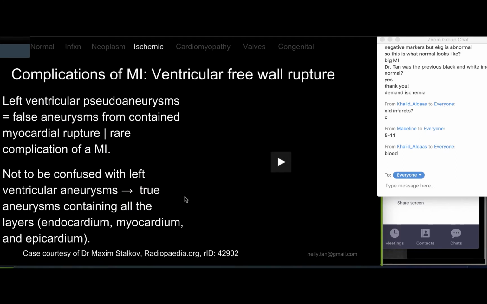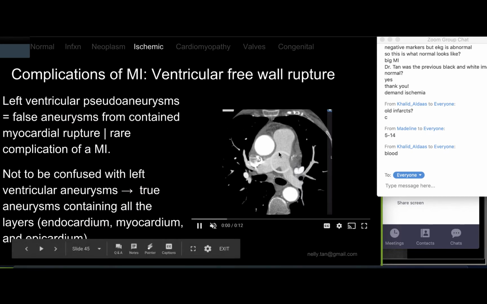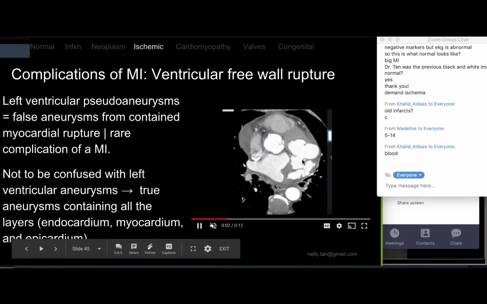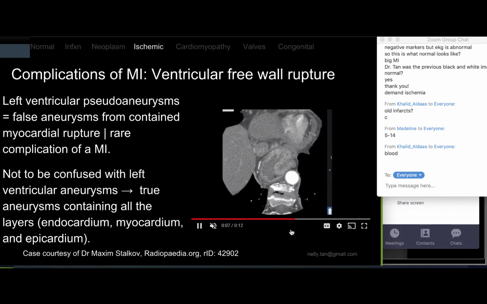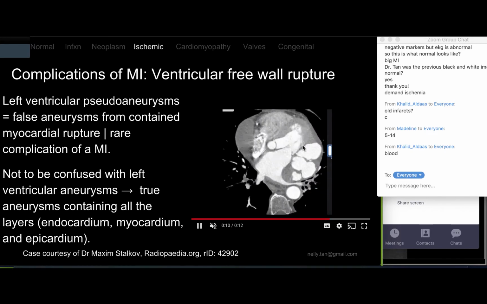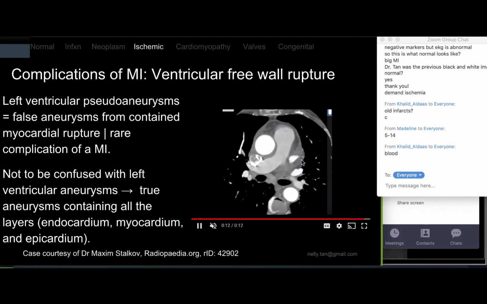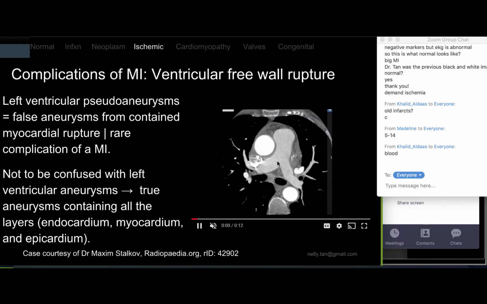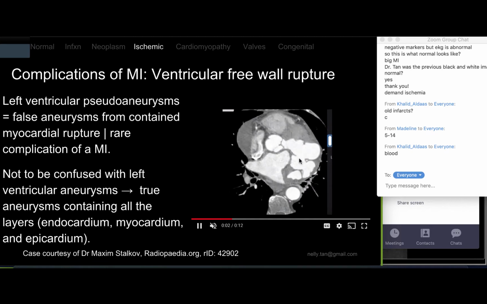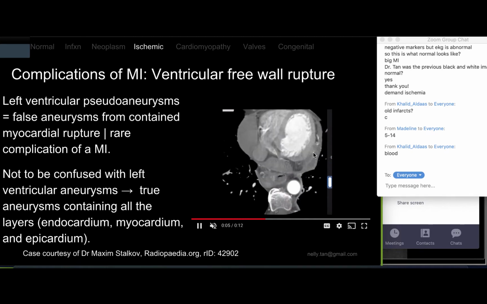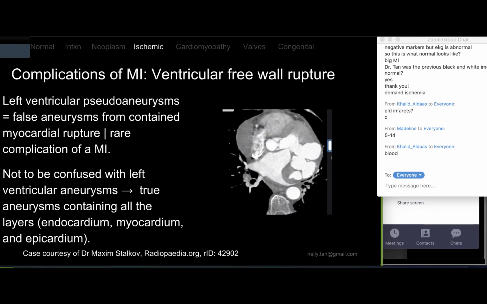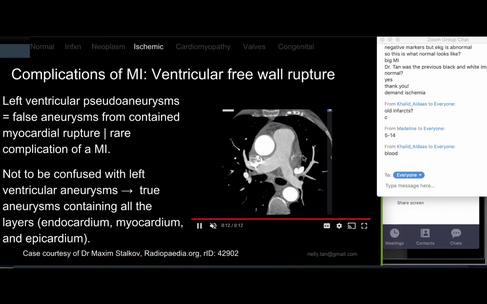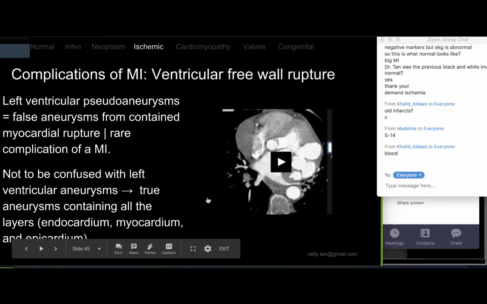Complications. Oh, here it is. Okay, so here is a ventricular free wall rupture. This is the left ventricle right here, and if you go up, there's this irregularity out here that's not normal, and that's contrast. That's outside the normal left ventricle, and so this is cardiac rupture with a secondary pseudoaneurysm. Isn't it incredible that they got this image?